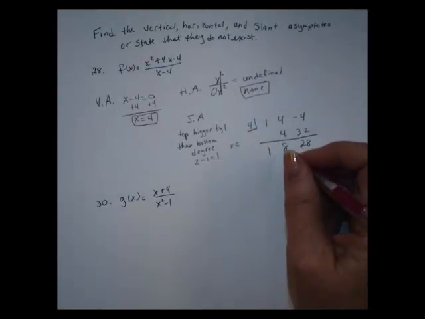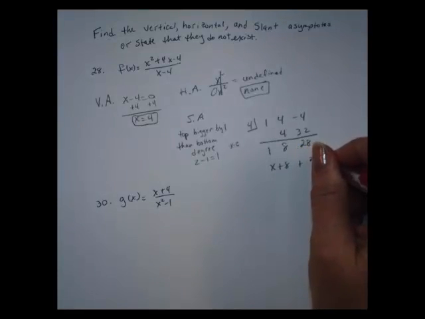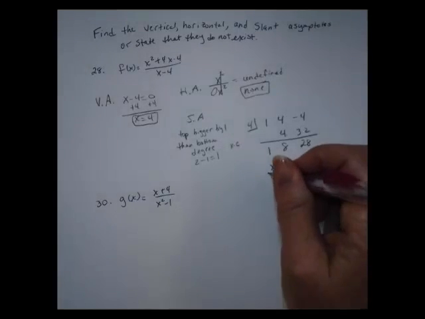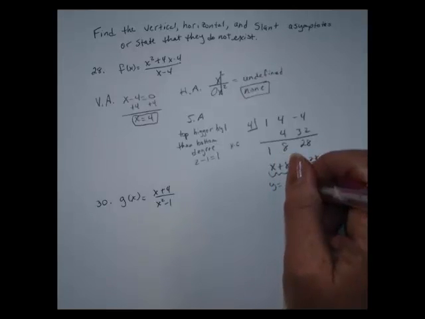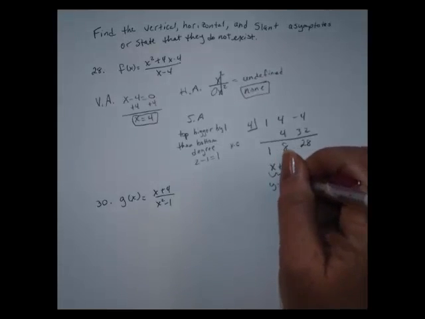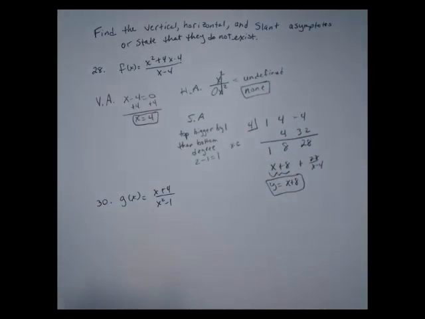Now we can rewrite this as an equation. So x plus 8 plus, this would be 28 over x minus 4. That would be our remainder. However, we're only looking for this part here. So our slant asymptote is y equals x plus 8. So now you have all three of your asymptotes.